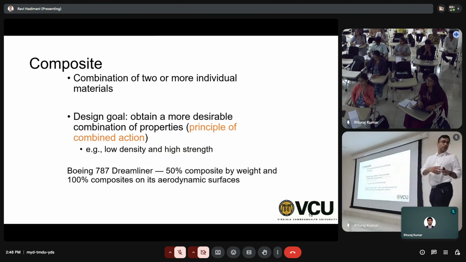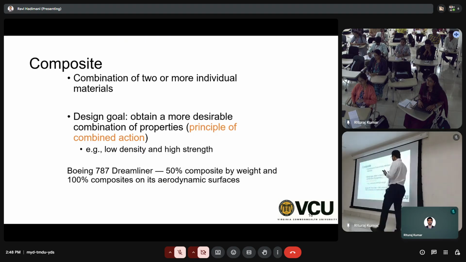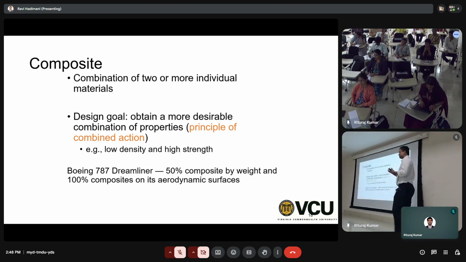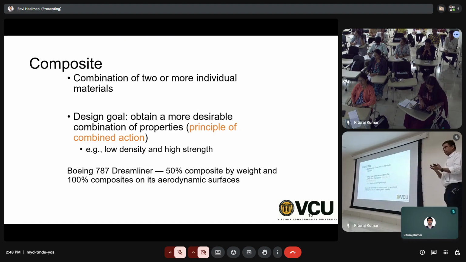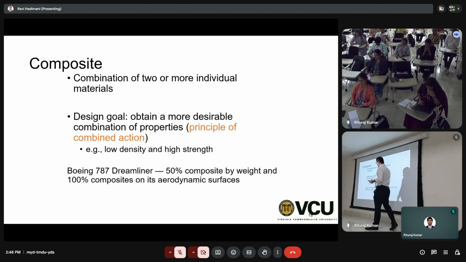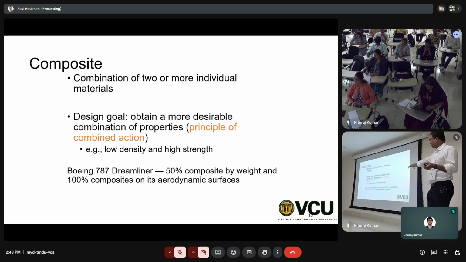So for that, you need to know what is composite, right? A composite material is a combination of two or more materials. And when you put these two or more materials together, the resultant material should have better properties than either of the individual materials. Okay, so to obtain a more desirable combination of properties, this is the principle of combined action. Example, if you want to have a low density and high strength, then fiber reinforced composites.